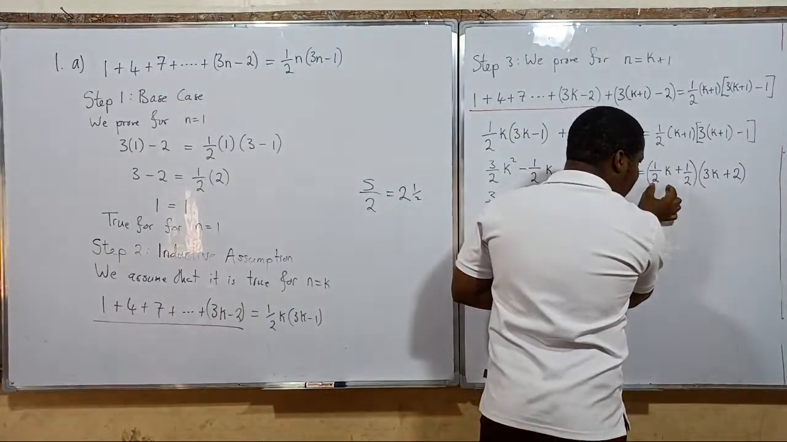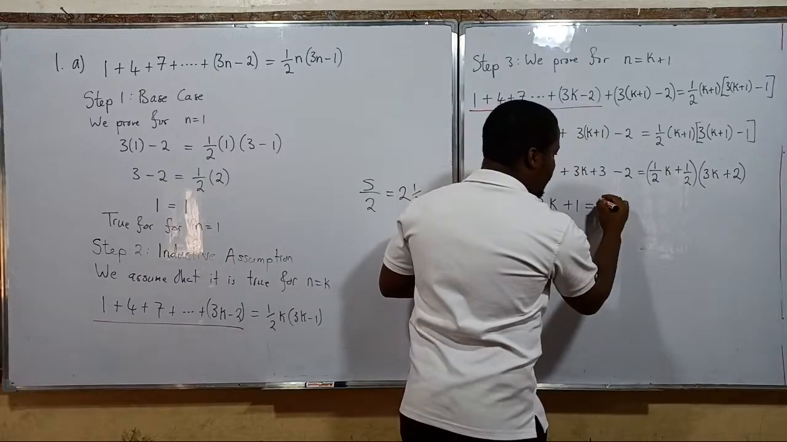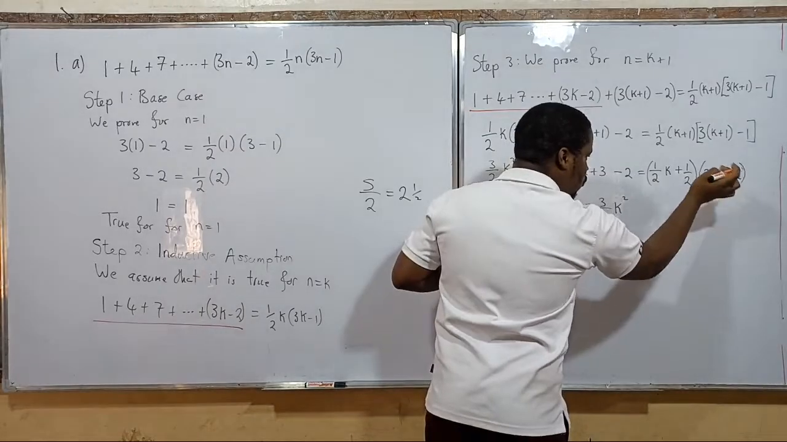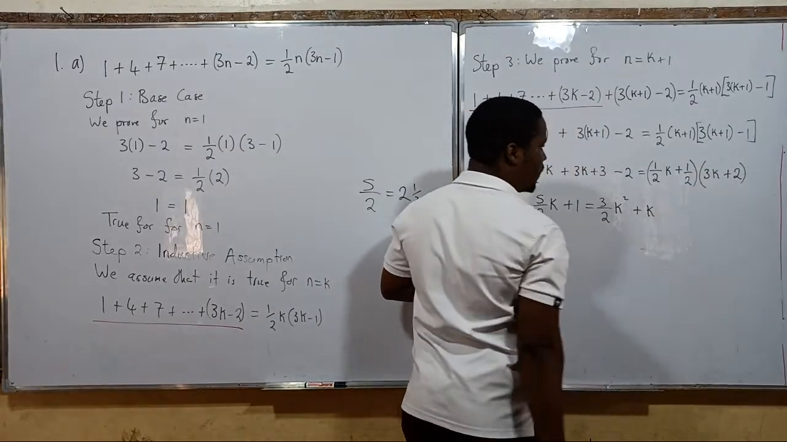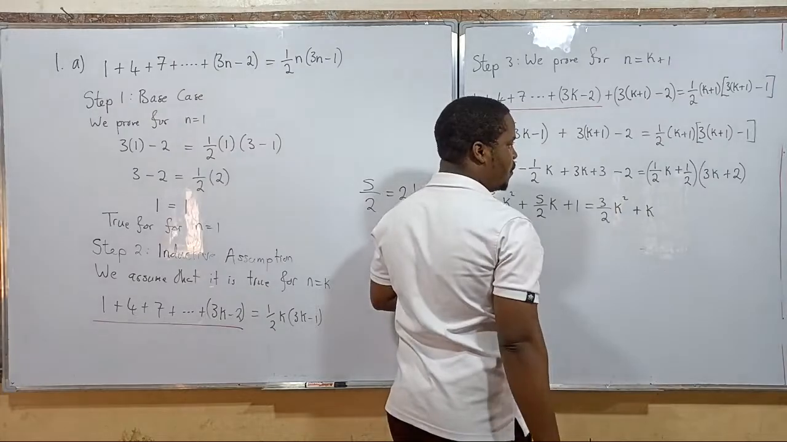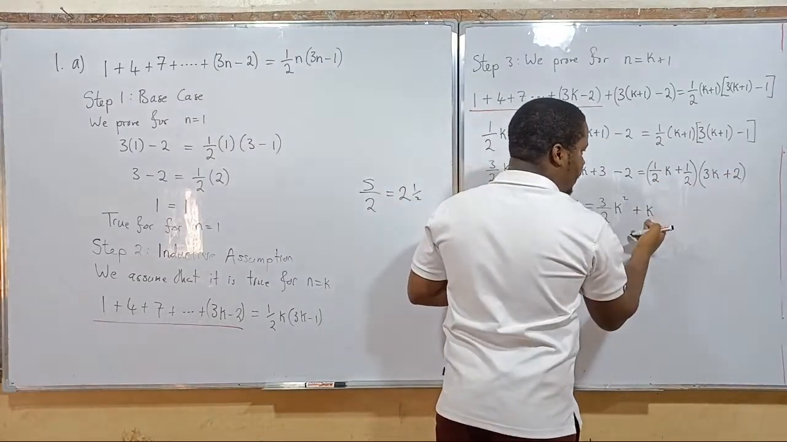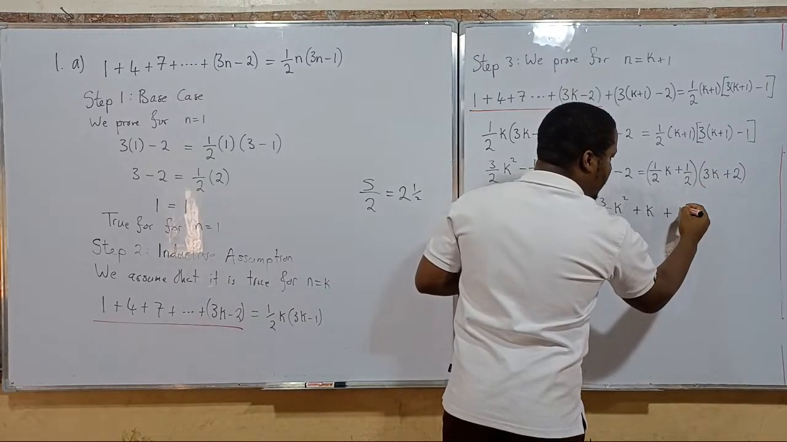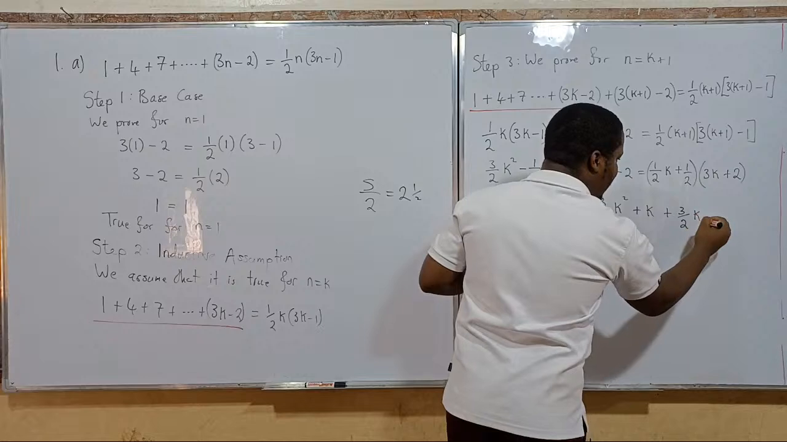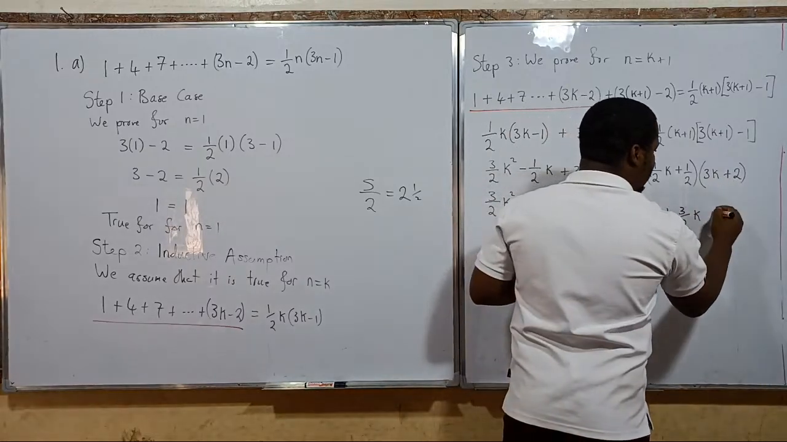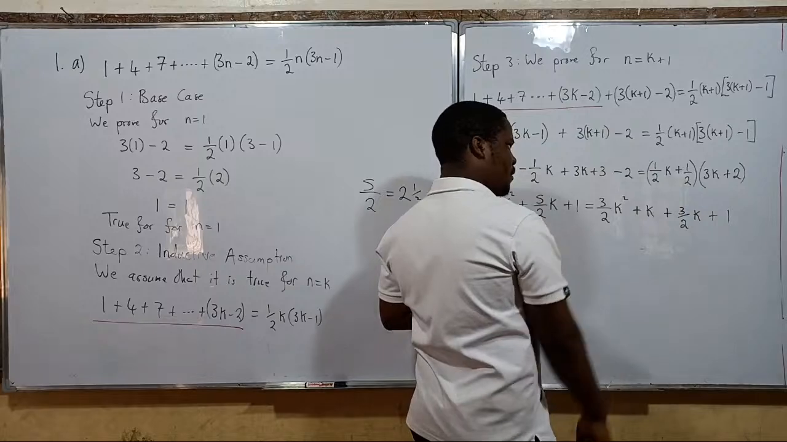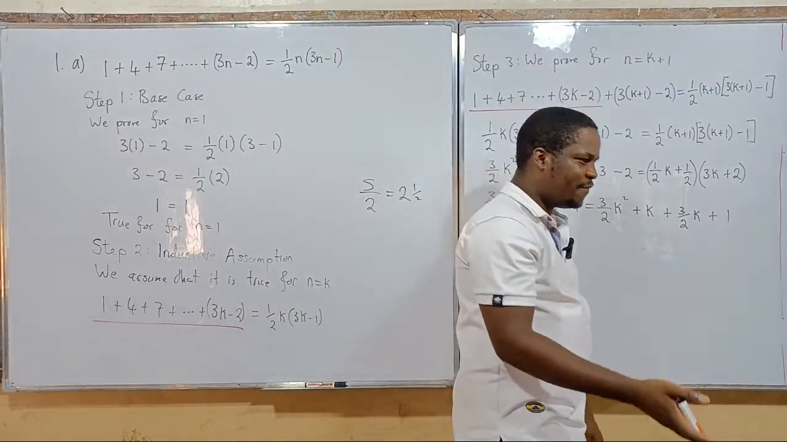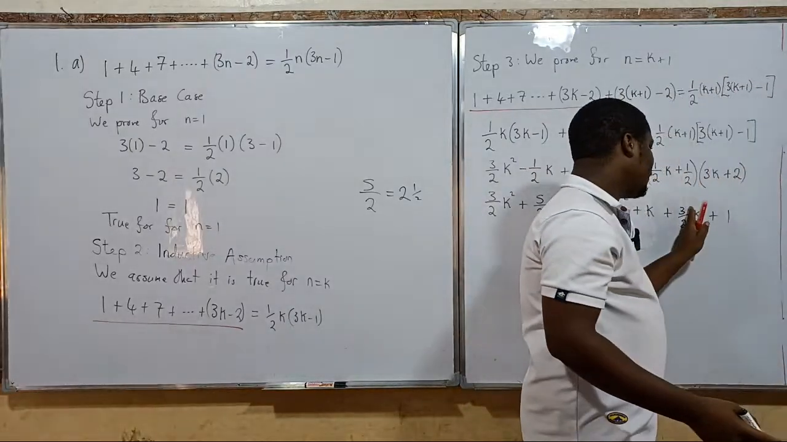Let's do the other side. So half k times 3k, what do we get? 3 over 2 k squared. Half k times 2, what do we get? k. Half of 2 is just 1. So half k times 2 is just k. Half times this guy, what do we get? 3 over 2 k. And lastly, half times 2 is 1. The like terms are this one and this one. What is 1 plus 3 over 2?